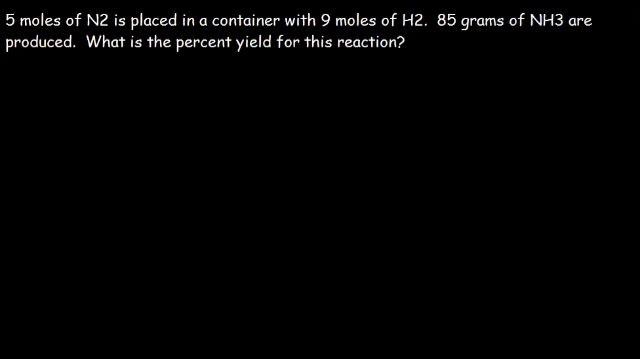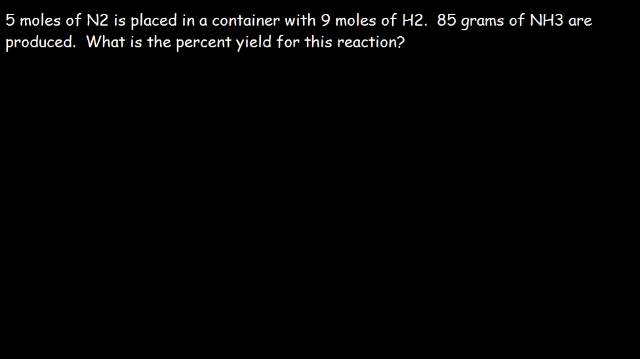In this video, we're going to work on stoichiometry problems associated with limiting and excess reactants. So, in this problem, we have 5 moles of N2 reacting with 9 moles of H2, and we know that 85 grams of ammonia are produced. How can we calculate the percent yield for this reaction?